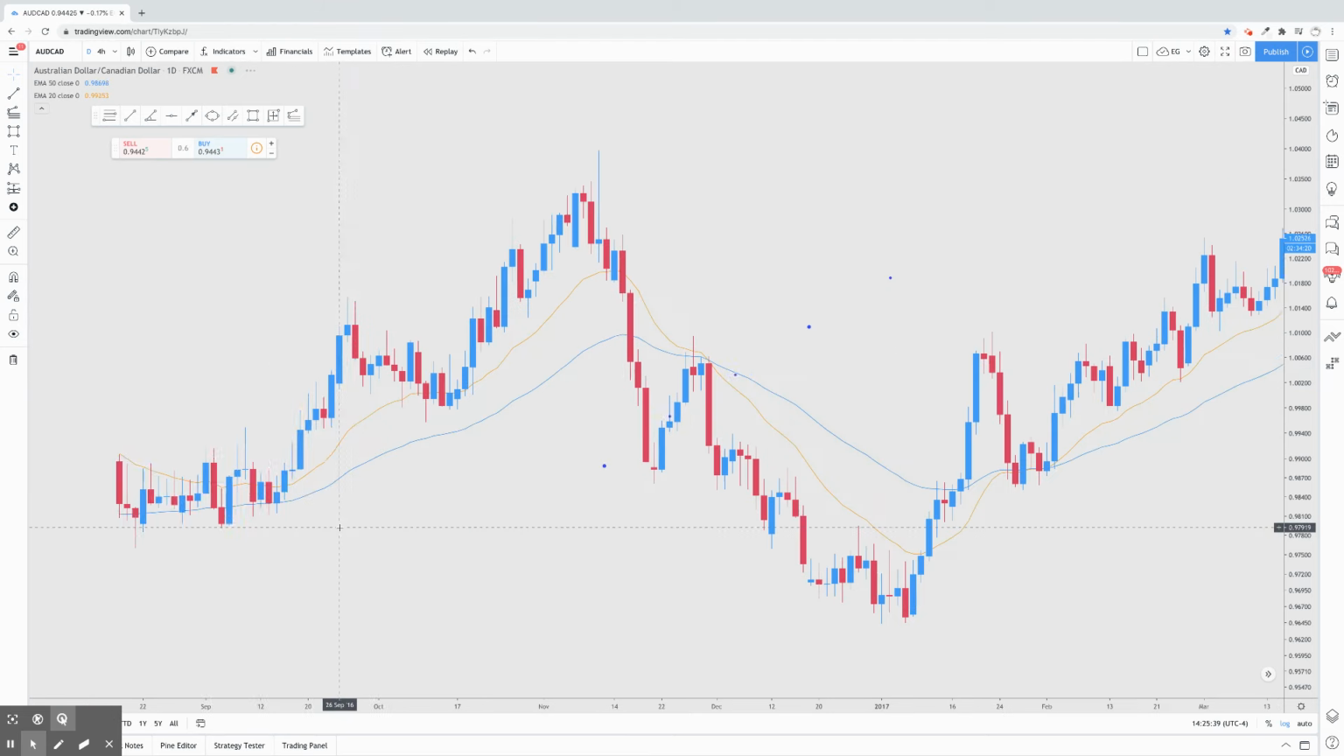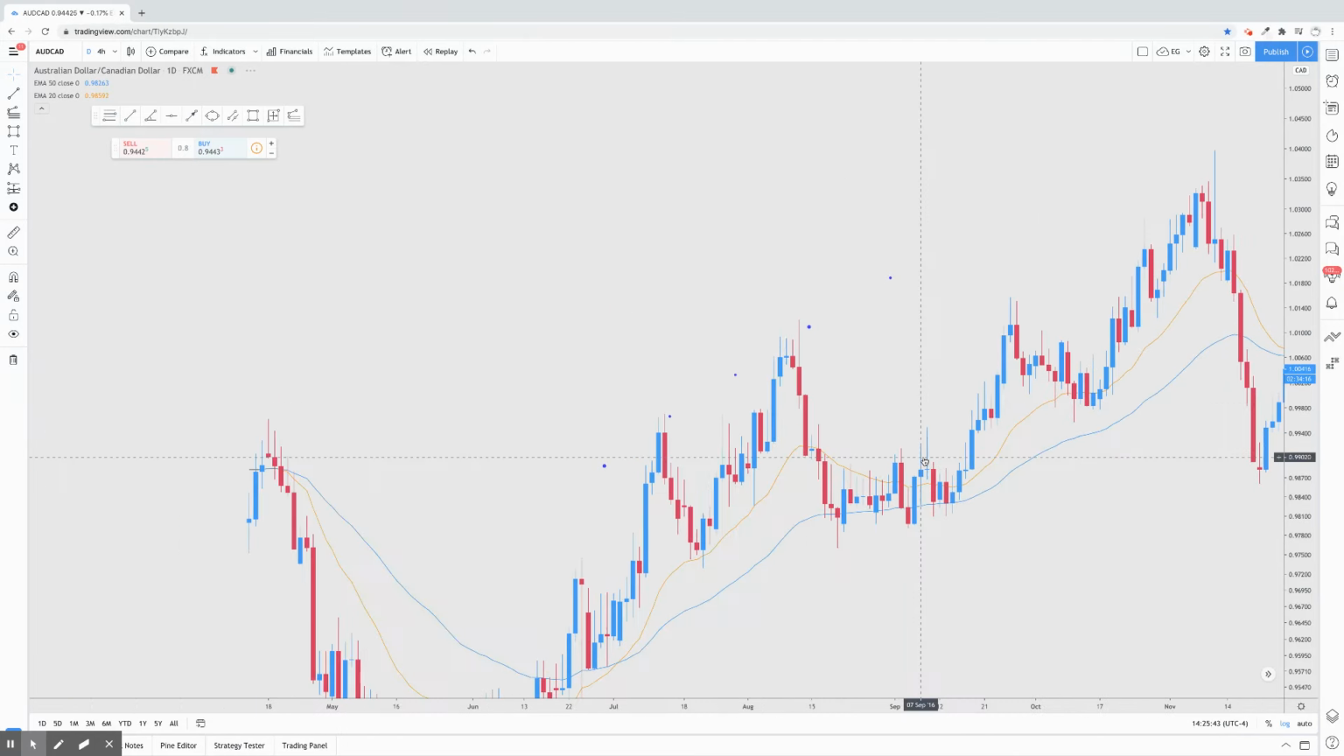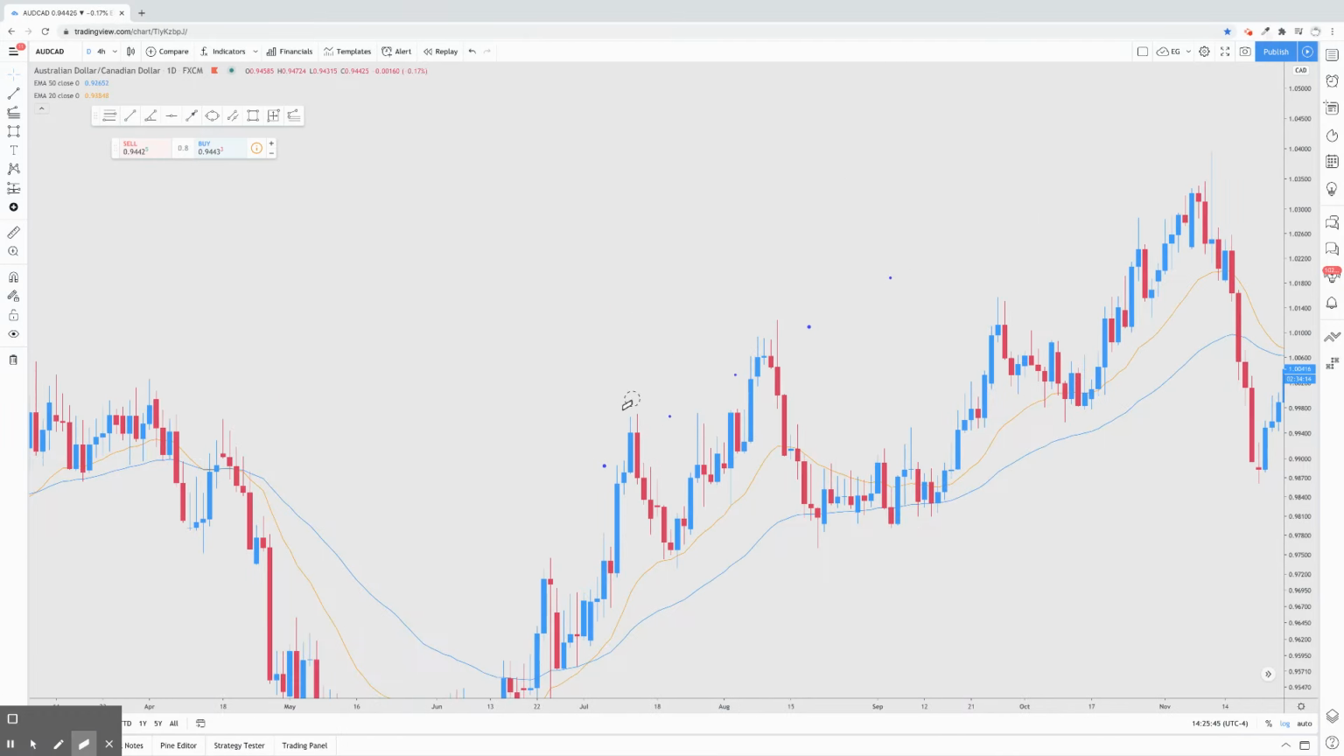Let's try to get another area. And again, you want price to really be trending strongly when you're looking at this. Let me get rid of these. I hate that they don't go away. Okay, and here again, we can see multiple areas where price respected this level as support.